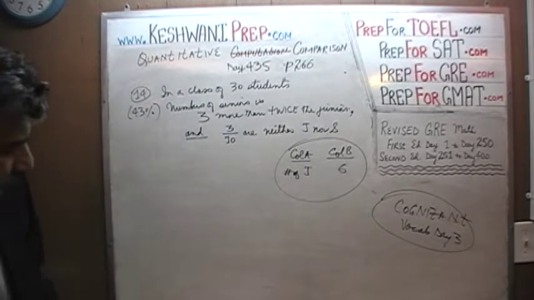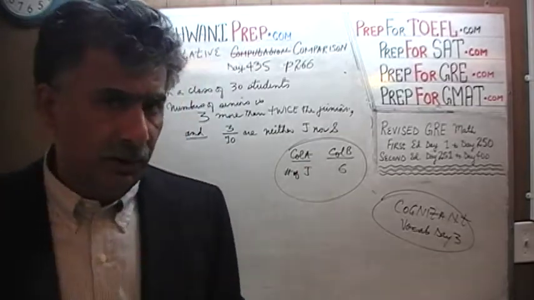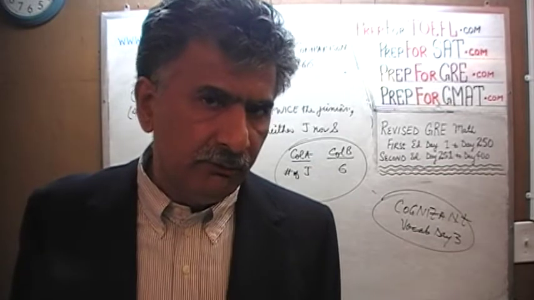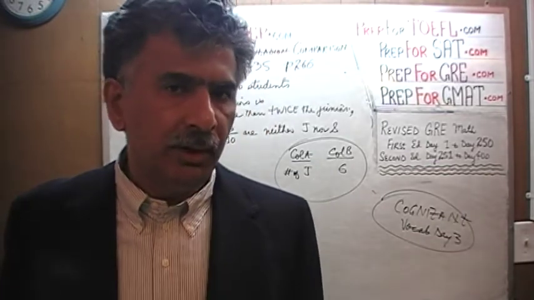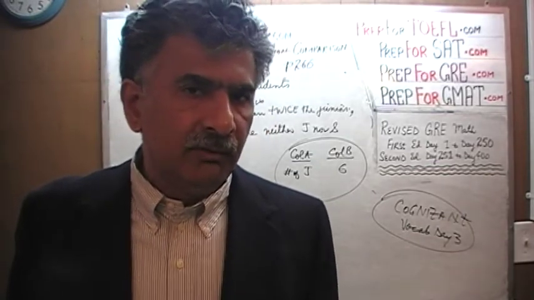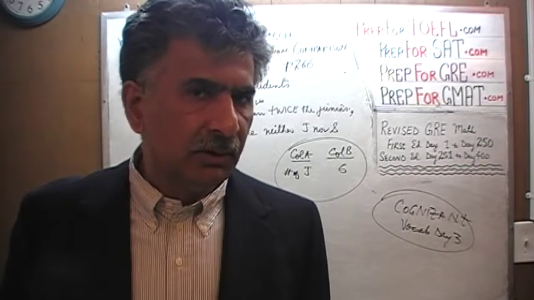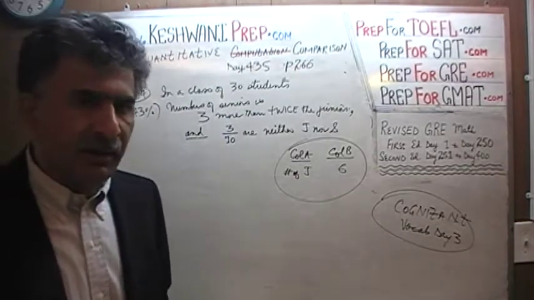Now here we go. There are 2 unknown quantities here, the number of juniors and the number of seniors. Since there are 2 unknown quantities, we need 2 equations. We need 2 independent equations to figure out the values of these variables, the number of juniors and the number of seniors. And that's exactly what we have to do here. There really isn't any way around it.